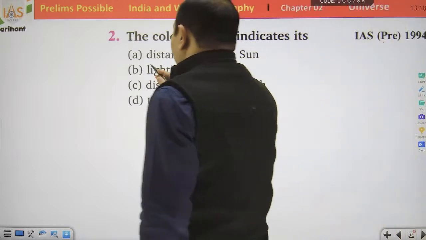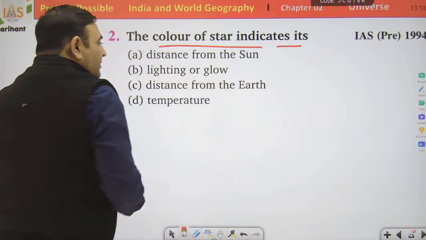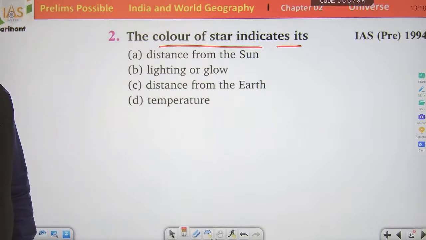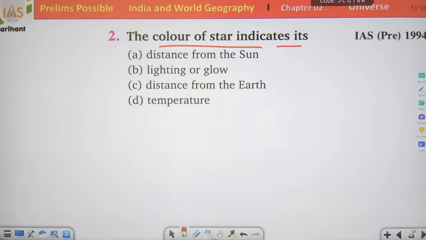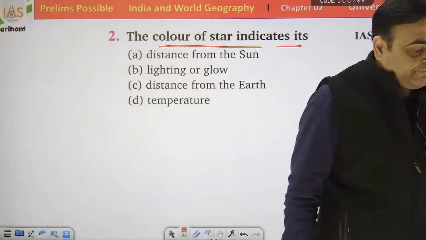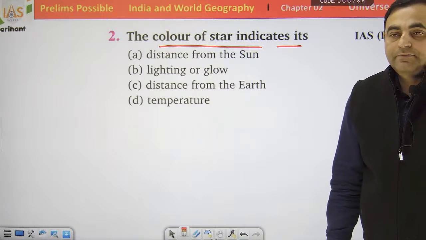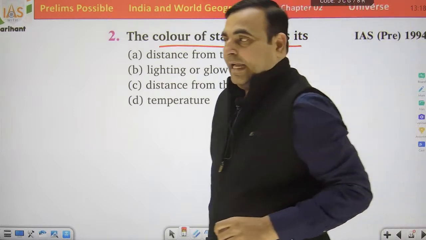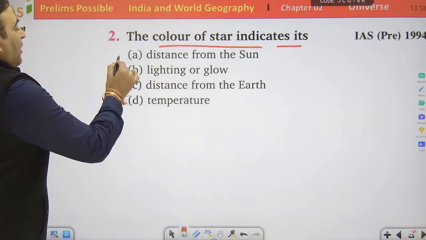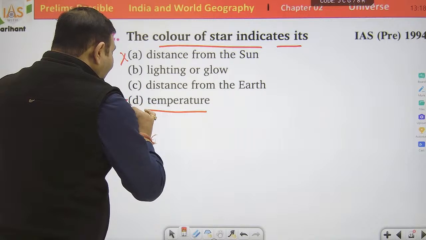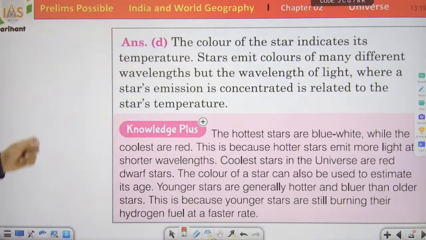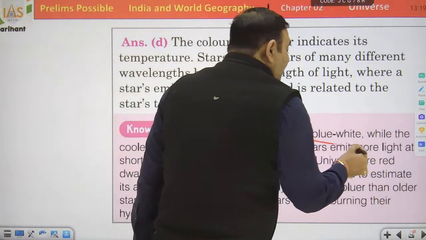Right? Now, second question. The color of the star indicates its distance from the sun, its glow, its distance from the earth, or its temperature? The color of a star indicates distance from the sun? No. It indicates the temperature. The higher the temperature, the higher the glow. The hottest star or the new star is blue and white in color.